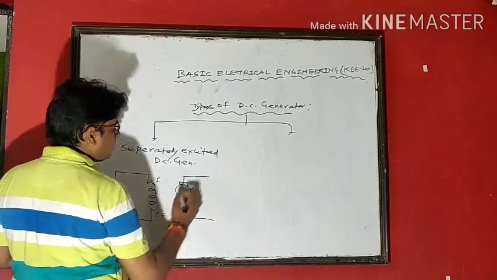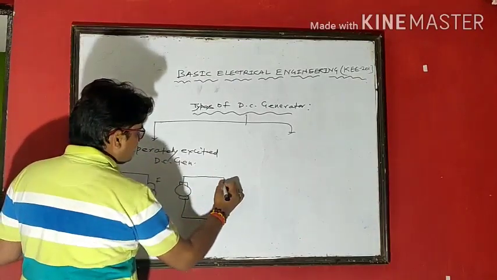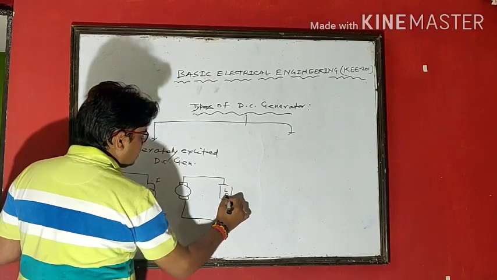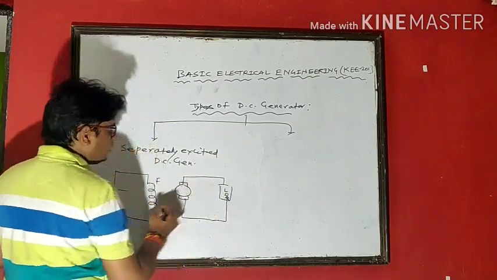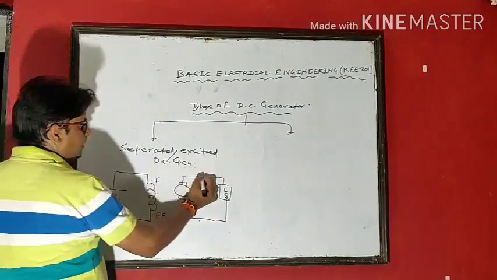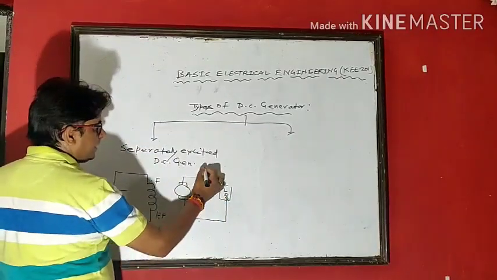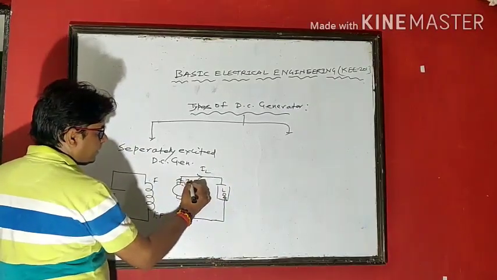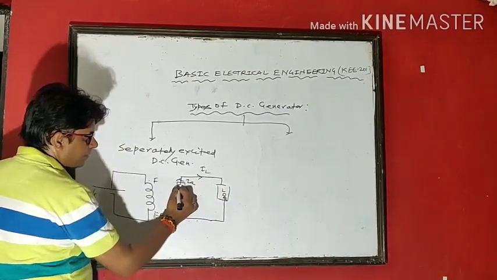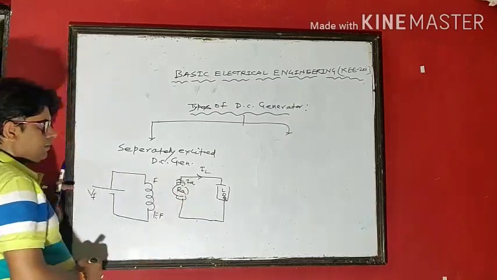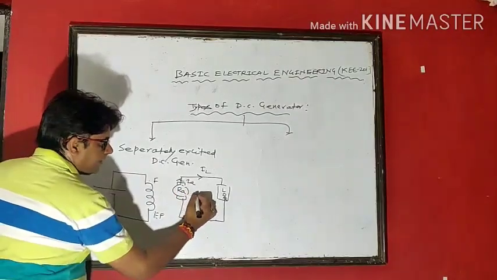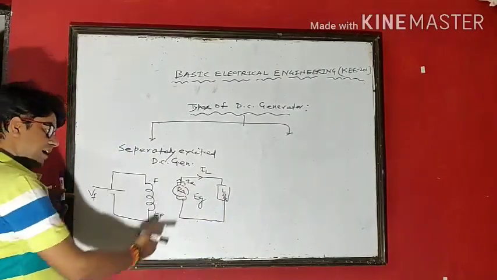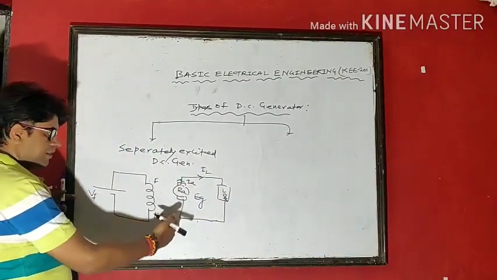This is armature. Here is the load. In case of DC generator, taking the current, that is IL. Here is armature current IA. Here is armature resistance RA. And EMF generated EG. From this diagram, this is separately excited DC generator.